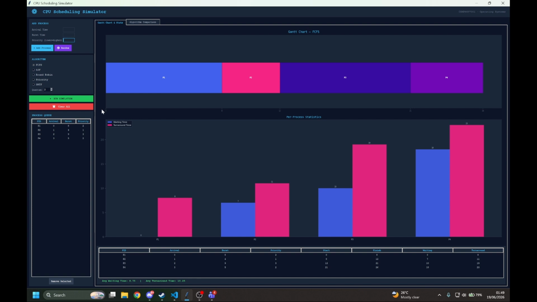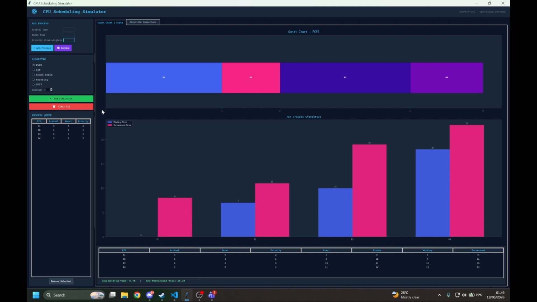The results table populates immediately with each process's start time, finish time, waiting time, and turnaround time. On the right, 2 tabs update. The Gantt chart tab shows a visual timeline of process execution, where each colored block represents a process occupying the CPU. For first come, first serve, you can clearly see the convoy effect. P1's large block at the start holds up every process behind it.